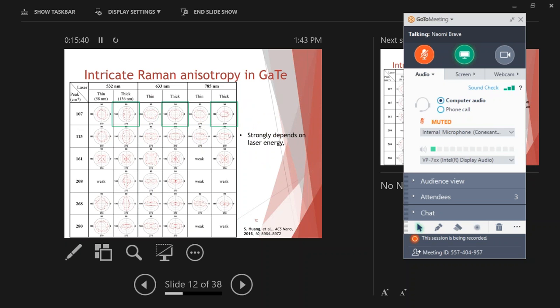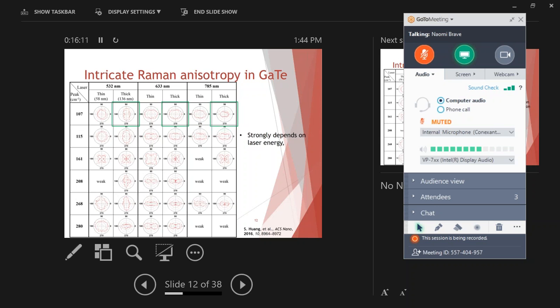But in fact, it is more complicated, because we have measured Raman with different incident laser wavelengths, including 532 nanometer, 633 nanometer, and 785 nanometer. And we also measured Raman on different flakes with very different thicknesses. So we observe that Raman anisotropy can actually be quite intricate in gallium telluride.